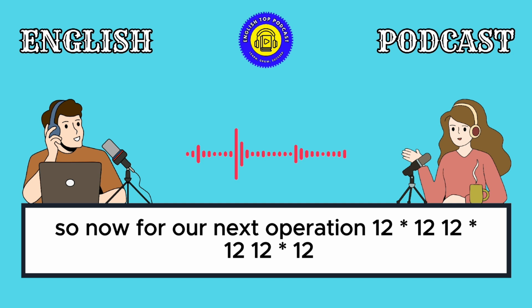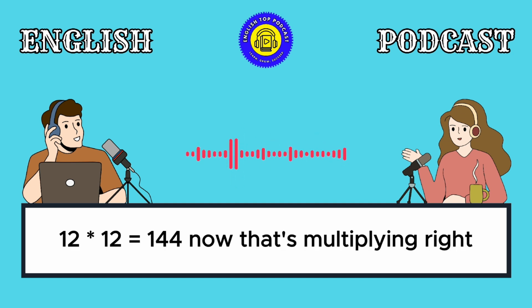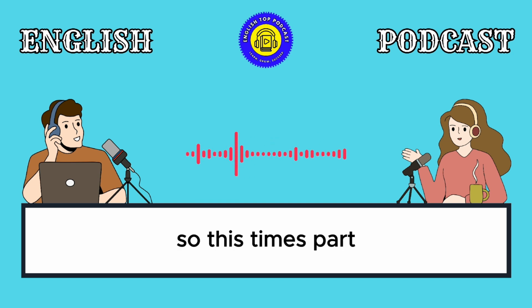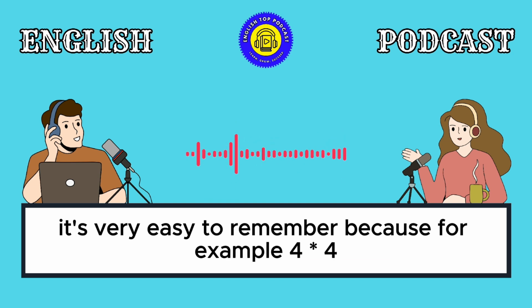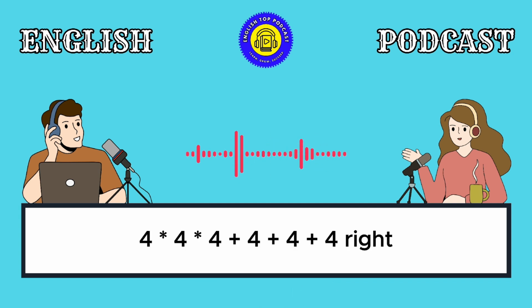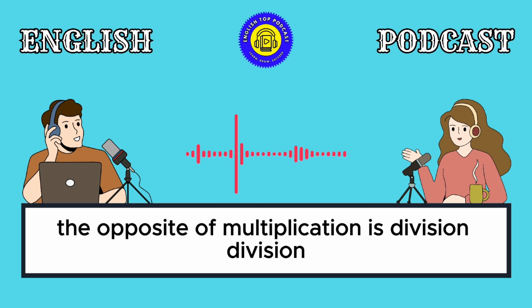Okay, so now for our next operation. 12 times 12. Now, Marco, don't ask me the answer. All right, 12 times 12 equals 144. Now, that's multiplying, or multiplication. Okay, so this times part is very easy to remember because, for example, 4 times 4, you can just say the number 4, and you add it, right? 4 plus 4 plus 4 plus 4. Right, so times. Now, the opposite of multiplication is division.